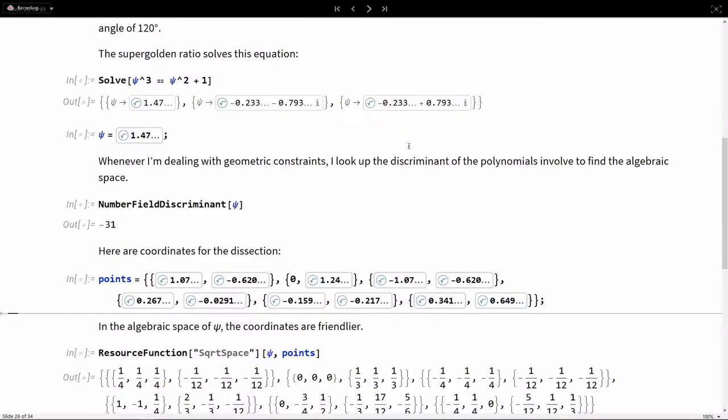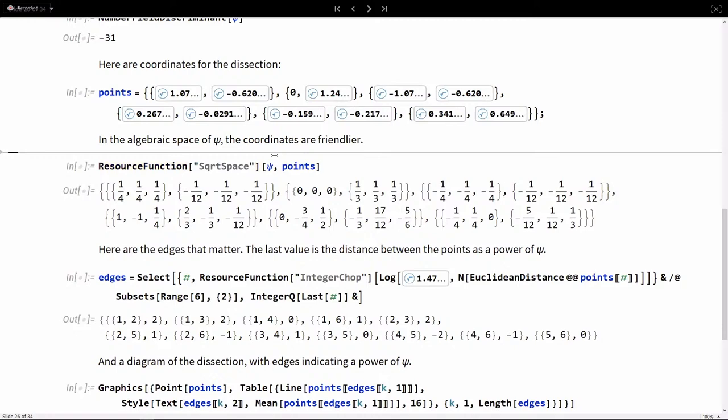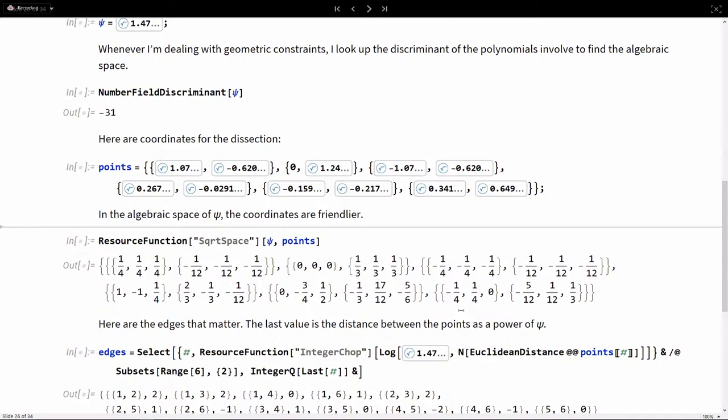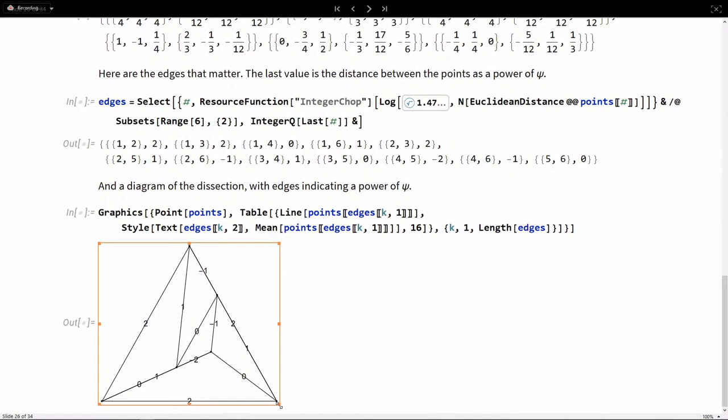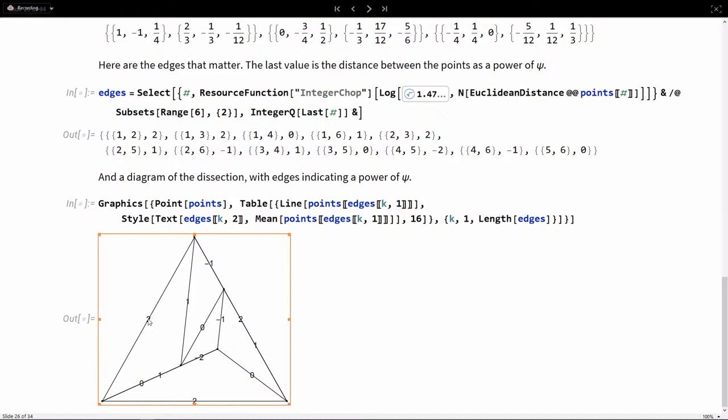And if you look at the square root space in the super golden ratio, everything is basically fractions of 12 in that geometric space. And with that, we can make a diagram of the solution as shown here. These values here are powers of the super golden ratio. For example, this zero here means this value is the super golden ratio to the power of zero, or one. This value here is the super golden ratio, and one and two means it's the super golden ratio squared.